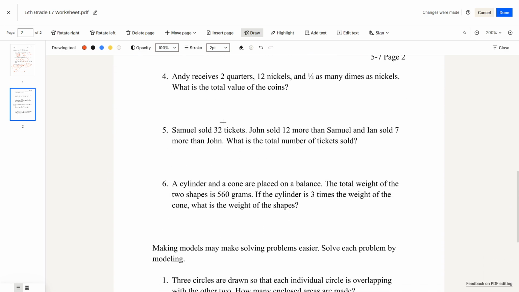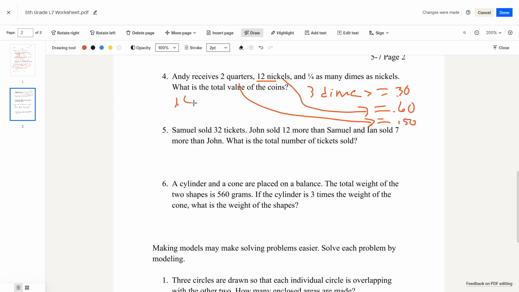Question number 4. Andy receives 2 quarters, 12 nickels, and a quarter as many dimes as nickels. What is the value of the coins? So 1 quarter of 12 is 3. That means he has 3 dimes. 3 dimes is equal to 30 cents. 12 nickels is equal to 60 cents. And 2 quarters is equal to 50 cents. So our final answer here should be $1.40 after we add all of these values.